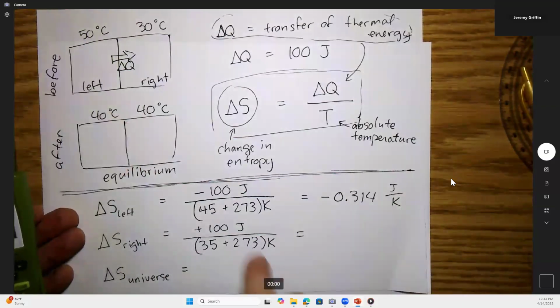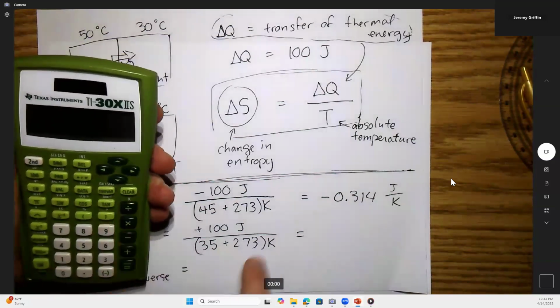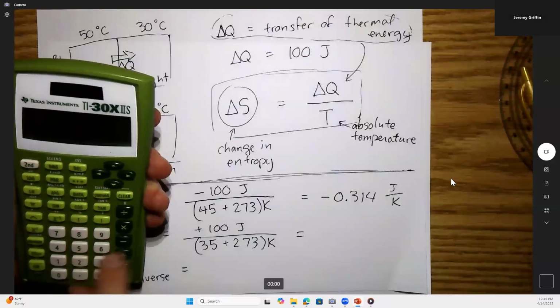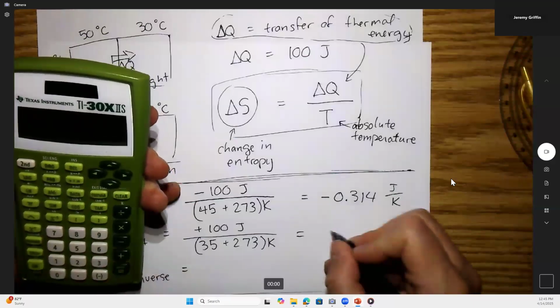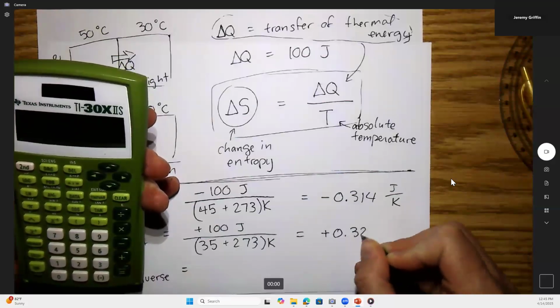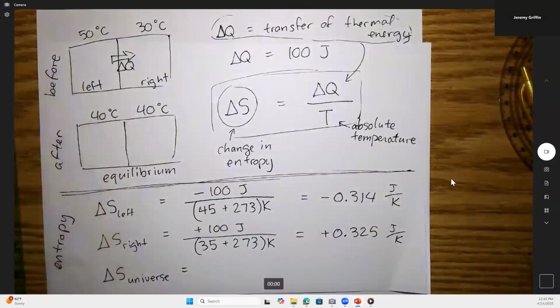This box on the right, which is warming up until it reaches equilibrium, that's 100. It gained 100 joules of energy. So divide by 35 plus 273. This is plus 0.325. That's joules per Kelvin. Okay, all good so far?